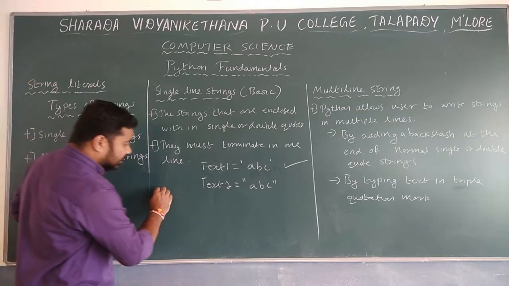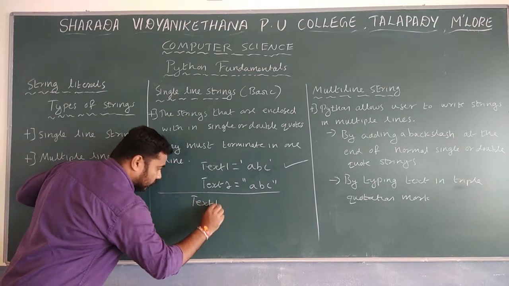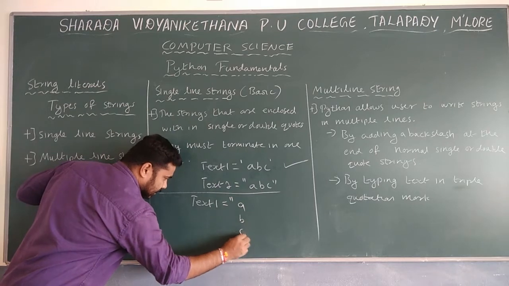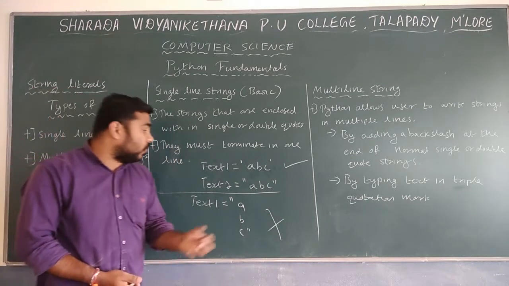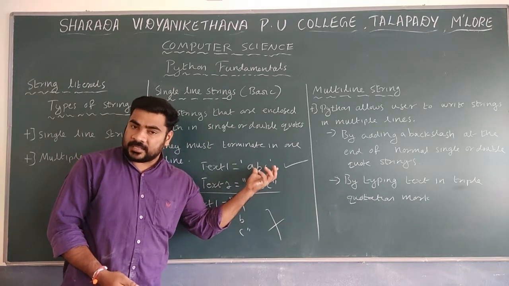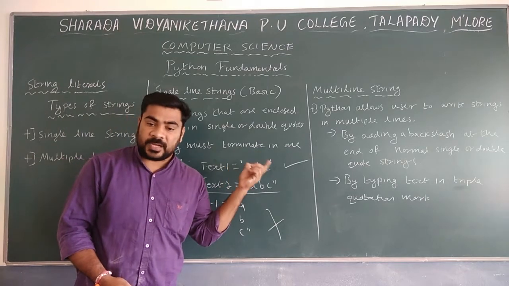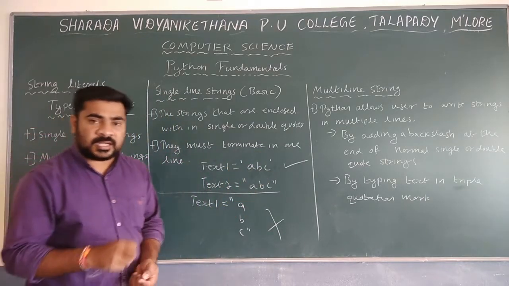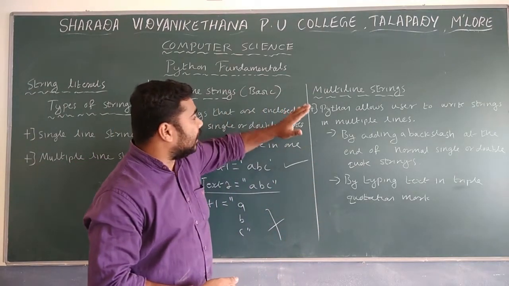Here you understand, text1 equal to "ABC". This is valid. So when you write strings or a sequence of characters that end on the same line, or are terminated within a single line, those types of strings are known as single line strings. Now we will move to one more type, known as multi-line strings.